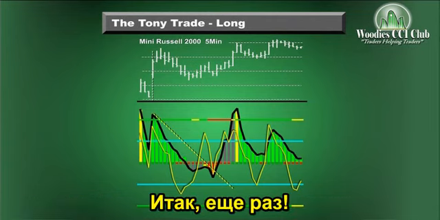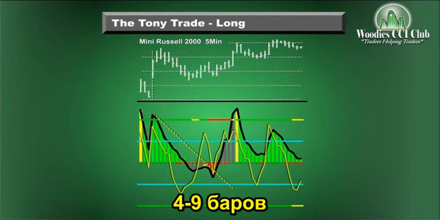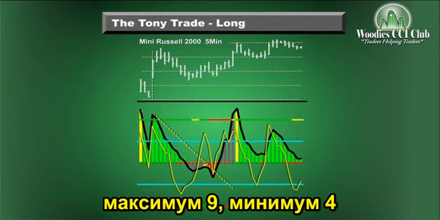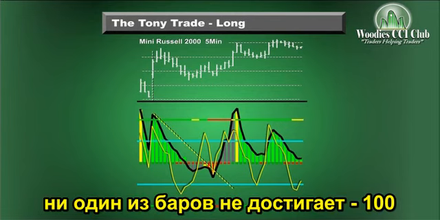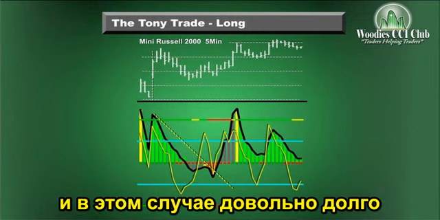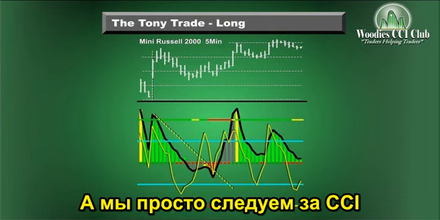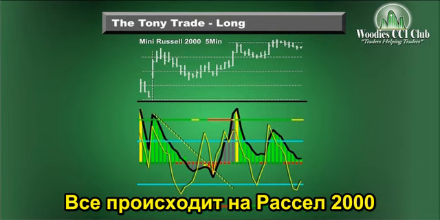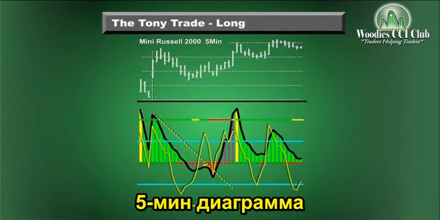So again, 4 to 9 bars, max 9, minimum 4. None of the bars have to get to the minus 100, in this case for longs, and we just follow that up. And this is on the Russell 2000 5-minute chart.